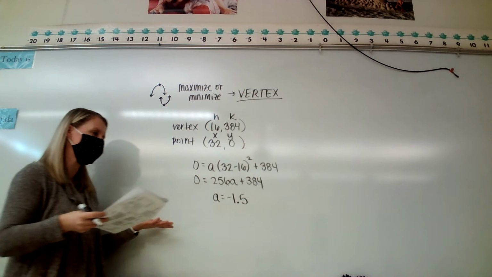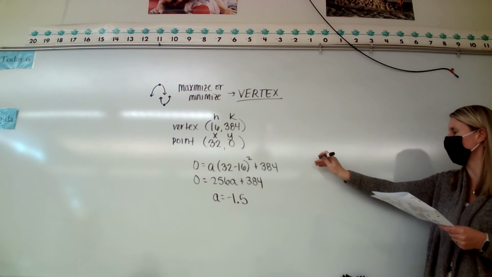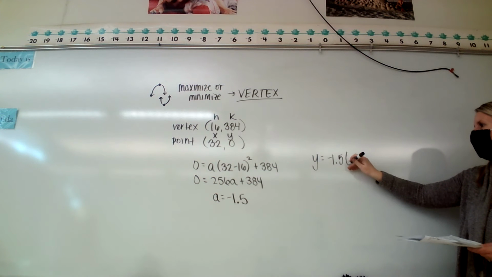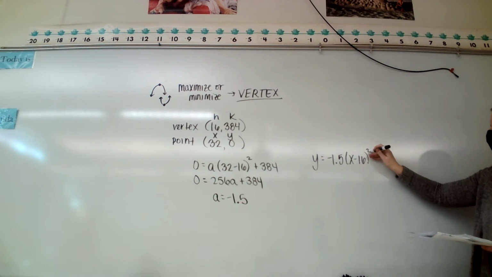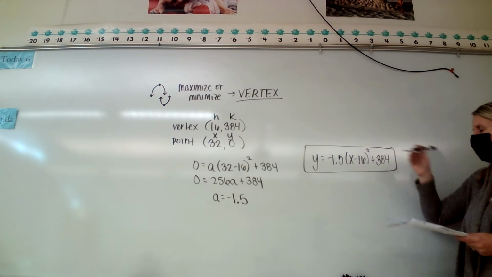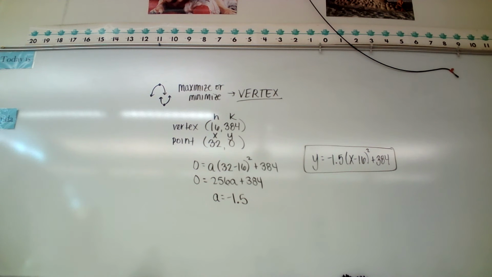Please don't forget, don't just say A is negative 1.5. Actually write the equation. I feel like that's something you solve. You're like, yeah, I found it. But then you forget what the actual problem was. So the equation would be Y equals negative 1.5(X minus 16) squared plus 384. So we had to write the equation, so we had to take the information that we knew, plug it in, and we went from there. Once again, it didn't say specific form, so use the form that's the easiest. If you have the vertex, use vertex form. Don't overdo it there.